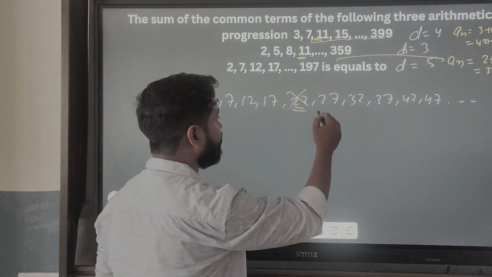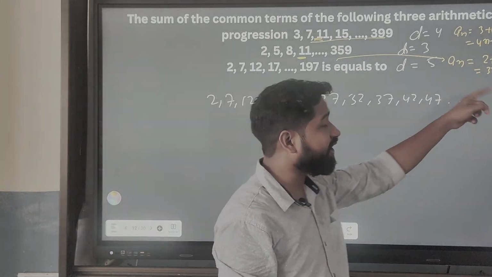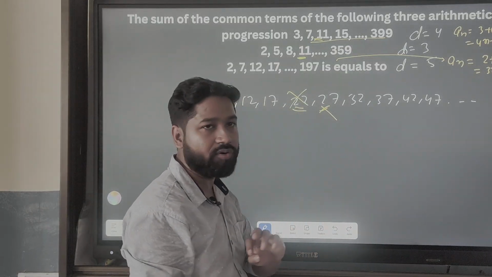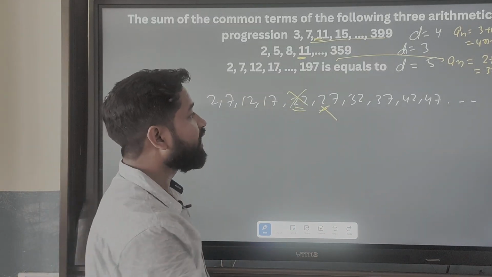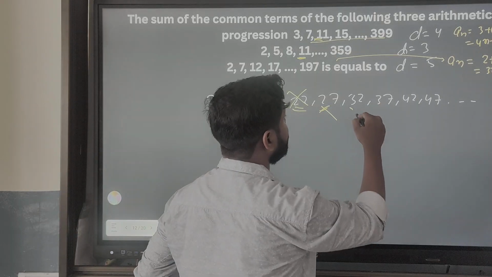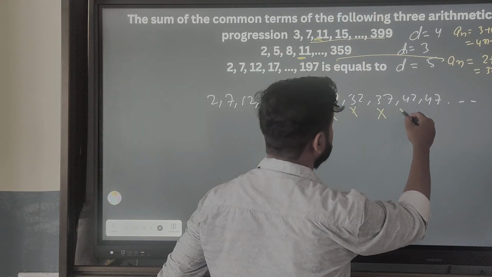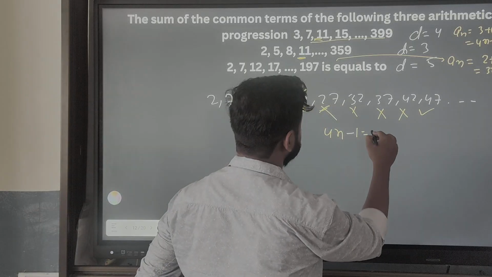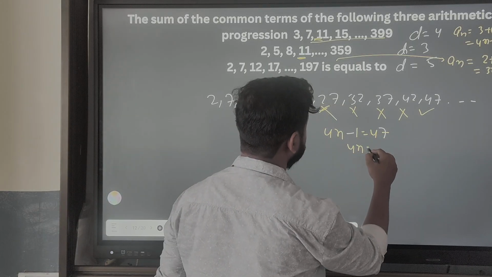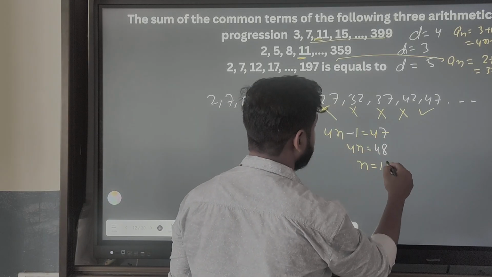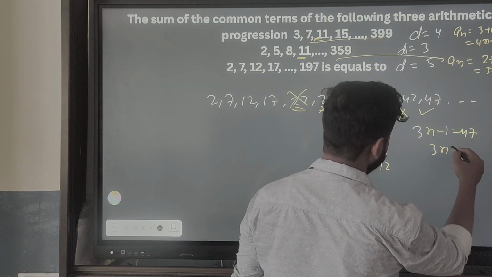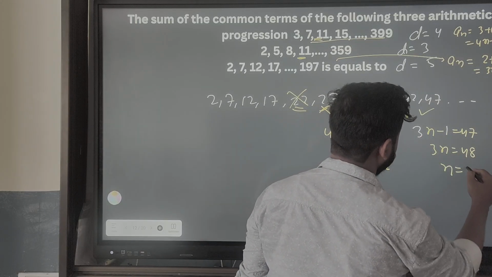That 4n minus 1 is acceptable, but 3n minus 1, the multiple of 3 minus 1, no sir, it's a multiple of 3, so no. It should be common in both the things. In the same manner, you'll say, sir, 32, no, but 47, yes, right? If you say 4n minus 1 equals 47, 4n equals 48, n equals 12. Even for this one, 3n minus 1 equals 47, 3n equals 48, n equals 16.